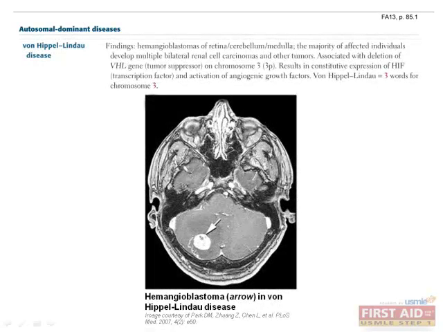The last autosomal dominant disease I'll cover is von Hippel-Lindau disease. This is also a neurocutaneous disorder and is caused by a deletion of the VHL gene on chromosome 3, which you can remember since there are 3 words in von Hippel-Lindau. VHL normally works as part of the ubiquitin ligase machinery, adding ubiquitin to proteins to target them for degradation in the proteasome. When VHL is deleted or mutated, its targets remain functional.